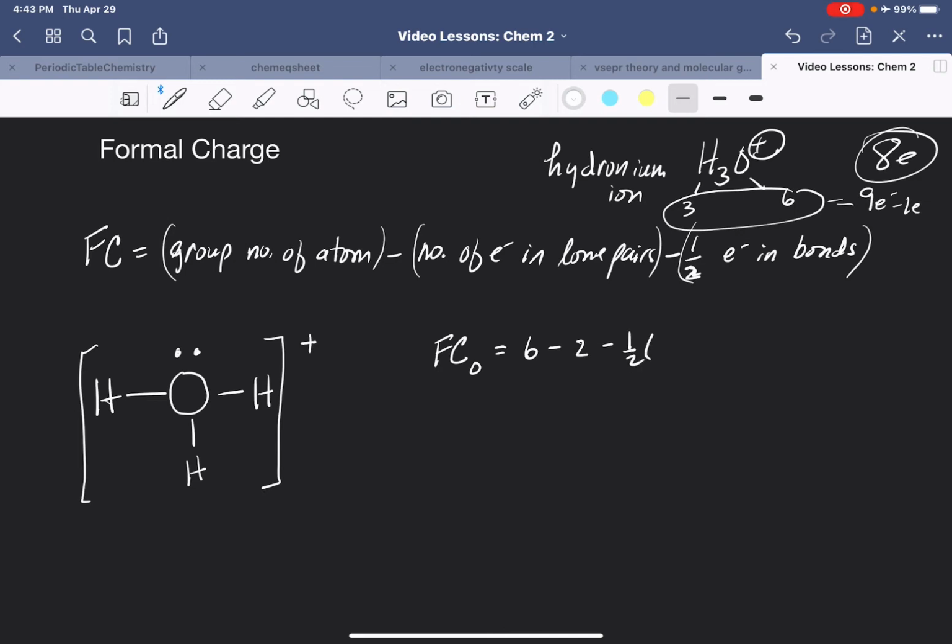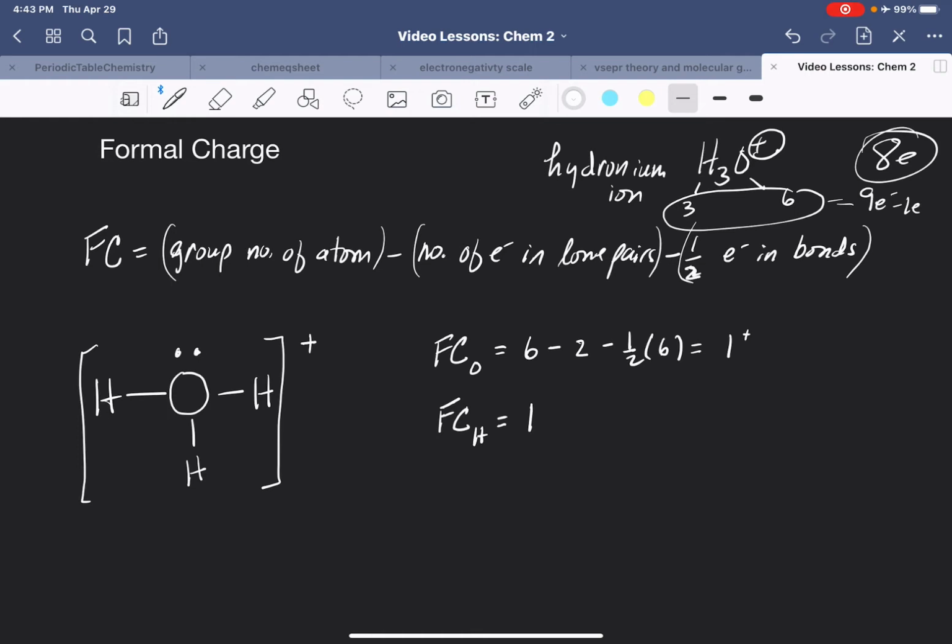Minus 1/2 the number of electrons that are in bonds. Around the oxygen, we can see that there are 2, 4, 6 electrons in bonds, correct? So we put a 6 here. 6 minus 2 is 4. 4 minus 3, which is 1/2 of 6, is our positive 1. Sometimes you'll see this written as 1 plus or plus 1, just to denote that. You can do that if you're so inclined. All right, so now the formal charge of hydrogen.